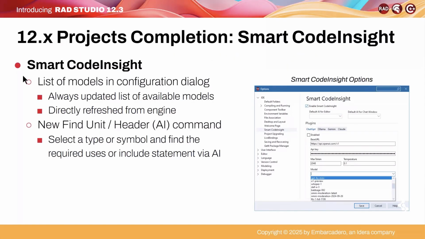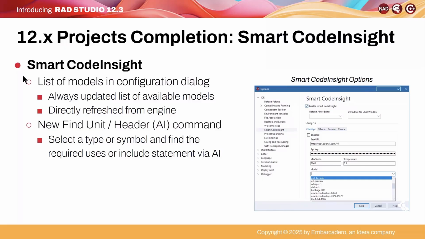Now there's a bit more. We now have a flexible option in the configuration dialog. We can provide a list of models automatically, and this is not a statically crafted list, but a list that can be refreshed directly from the specific engine, asking which models it currently supports. That is important because that list is continuously updated by the vendor, and you can easily update the model you're using in your coding experience in RAD Studio.